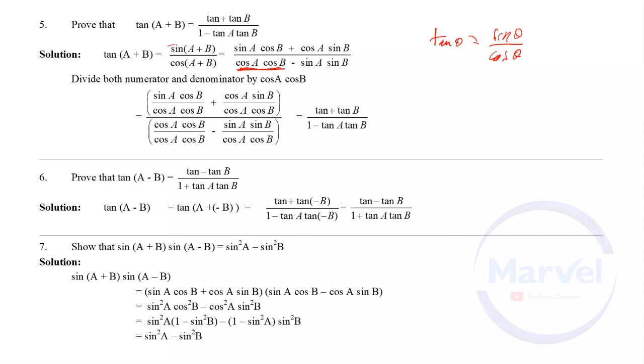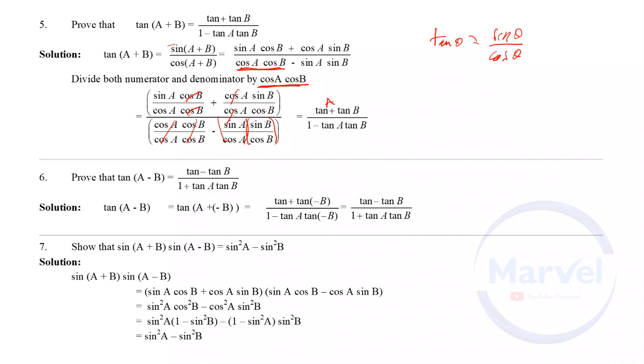How to convert this number as 1? Divide by the same number. Divide both numerator and denominator by what? Cos A cos B. So for numerator, sine A cos B by cos A cos B, cos A sine B by cos A cos B; cos A cos B by cos A cos B, minus sine A sine B by cos A cos B. Now cancel these values. Cos B cancel, cos A cancel, both get cancelled. Now what is the remaining term? Sine A by cos A, tan A, and sine B by cos B, tan B. Denominator 1 minus, both are there.